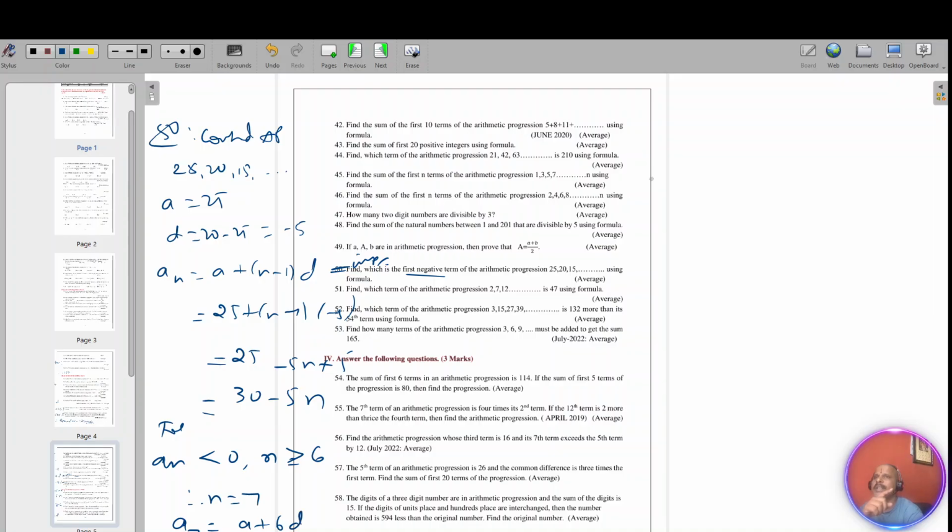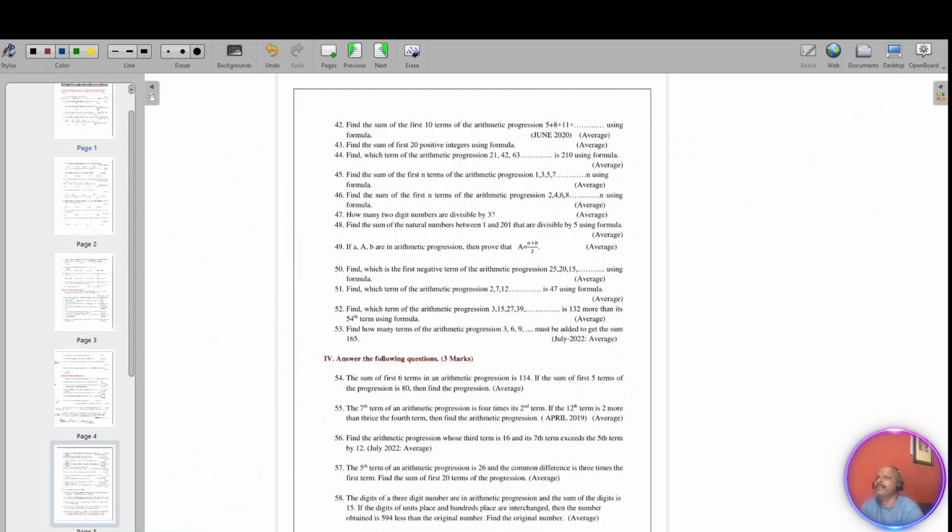So we find that A7 is 25 plus 6D, 6 times minus 5, 25 minus 30, which is minus 5. Find which is the first negative term they asked. Means the 7th term is the first negative term. Remember, this is a very, very important formula. Question, sorry. We'll move ahead.